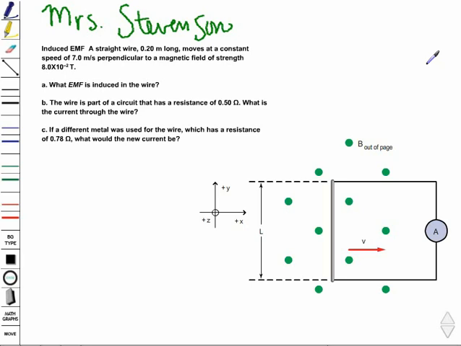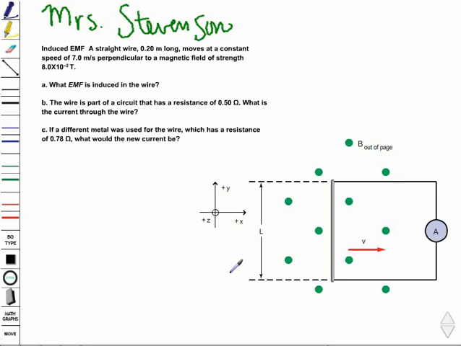A straight wire, 0.20 meters long, moves at a constant speed of 7 meters per second, perpendicular to a magnetic field of strength 8 times 10 to the minus 2 Tesla. A. What EMF is induced in the wire? B. The wire is part of a circuit that has a resistance of 0.50 ohms. What is the current through the wire? And C. If a different metal was used for the wire, which has a resistance of 0.78 ohms, what would the new current be? Well, let's first look at our diagram.